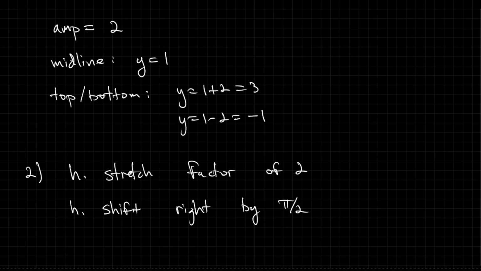So I'll take my first and fifth t-coordinate of my parent function and I'll apply those transformations. So the first important t-coordinate, that will be the transformation of the t-coordinate 0. So 0 times... We have a horizontal stretch by 2, and then we'll shift right by pi over 2. And so this will just be pi over 2.